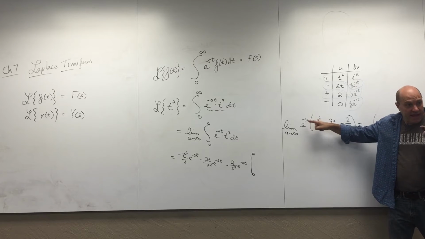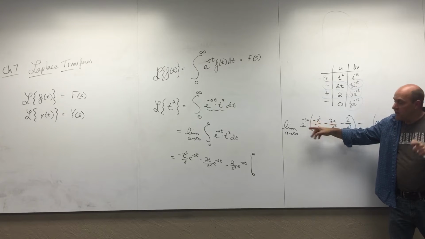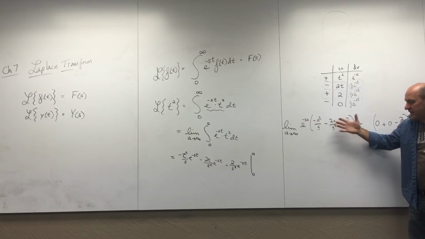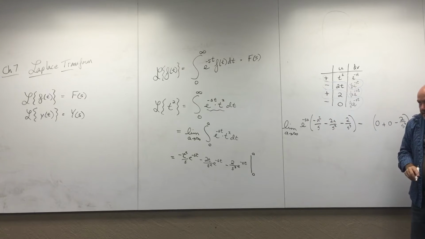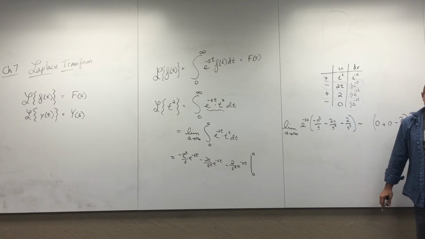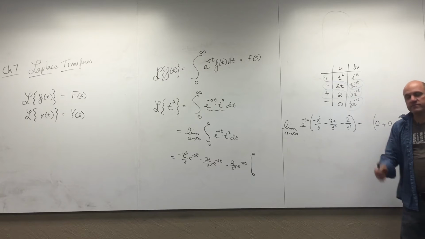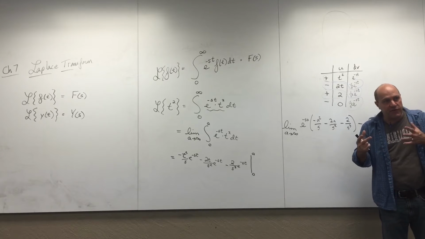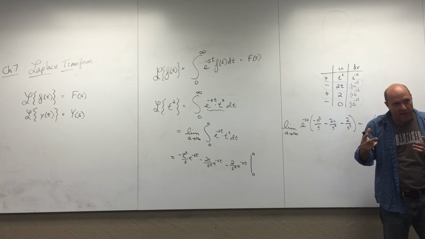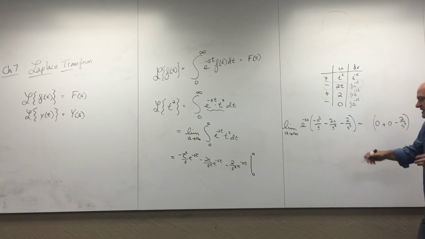And e to the negative infinity is 0. Good. And so 0 times this infinity, well, technically, 0 times infinity is indeterminate, and you kind of got to figure that out. Hang on. But it's easy on this one.